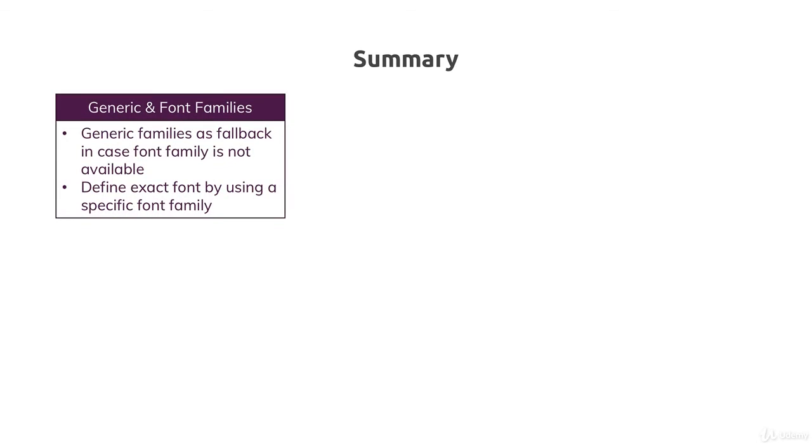So now that we are real text and font experts, let me quickly summarize what we have to keep in mind. The first thing we have to keep in mind is that we have generic and font families. A generic family is actually a fallback in case a font family is not available. And a font family allows us to define the exact font that we want to use. We saw that at the beginning of this module when we had a look at the syntax, for example, where we had the font family first and then the generic family as a fallback, where the specific font family will then be chosen by the settings in the browser.